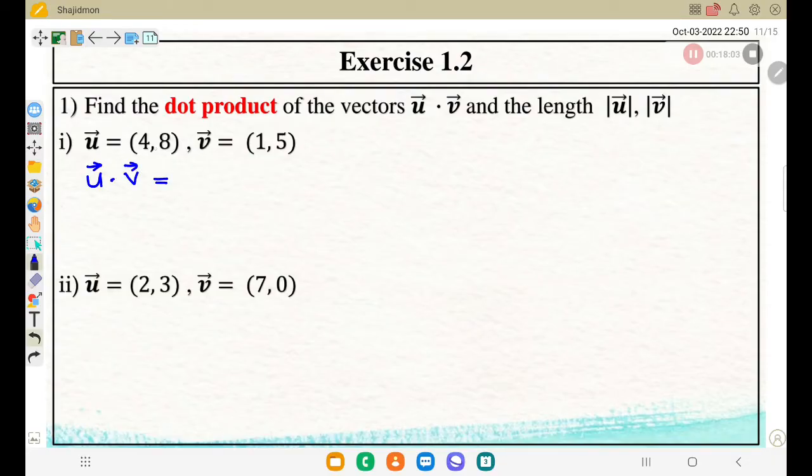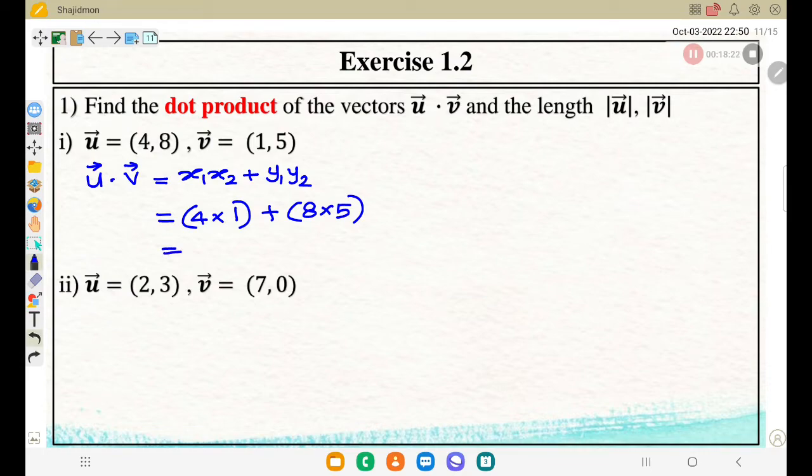Here the points are in the plane, 2 numbers. So x1 x2 plus y1 y2. What is x1? 4, first number. Multiply, what is x2? 1. Plus, what is y1? 8 multiply 5. So 4 plus, you can use the calculator, 4 plus 40, that means 44.